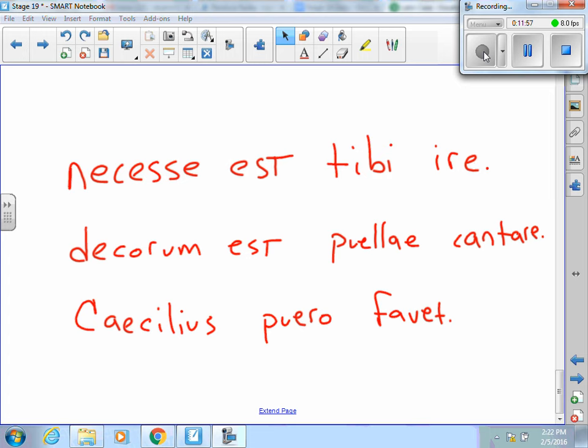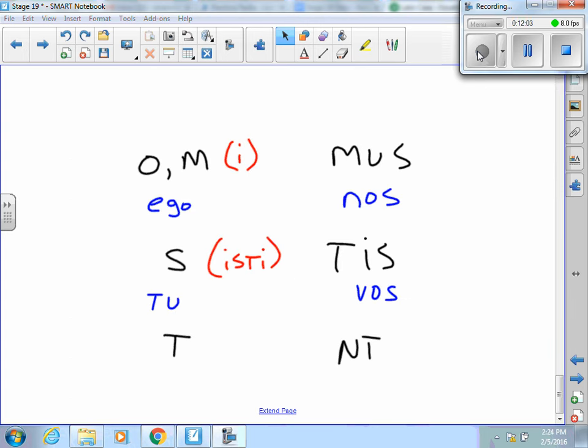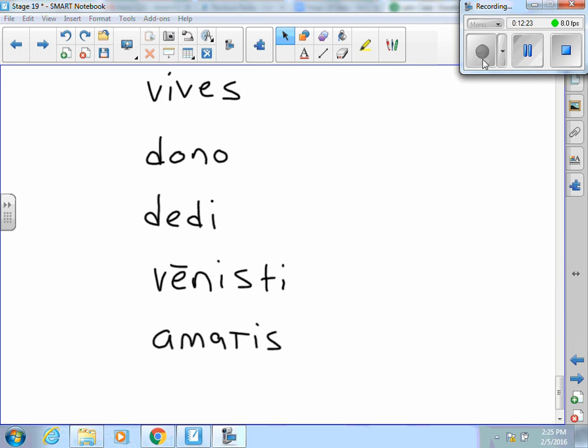Next we have the ego, tu pronoun usage. Those pronoun usages look like this. If it ends in o, m, or, if it's perfect, the letter i, they will use ego as their pronoun. If it ends in s, or isti if it's perfect, we would use tu as its pronoun. Mus uses nos. Tis uses vos. The t and the nt, those use is, ea, id. Don't worry about those. You should be able to look at these right here and decide whether or not you're going to use tu, ego, nos, or vos. So go through these and see if you can figure out which ones you would use.